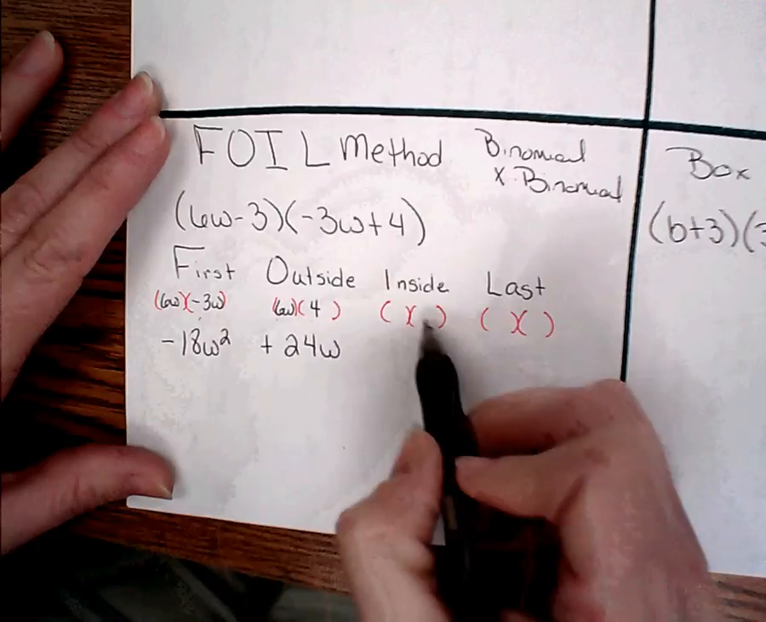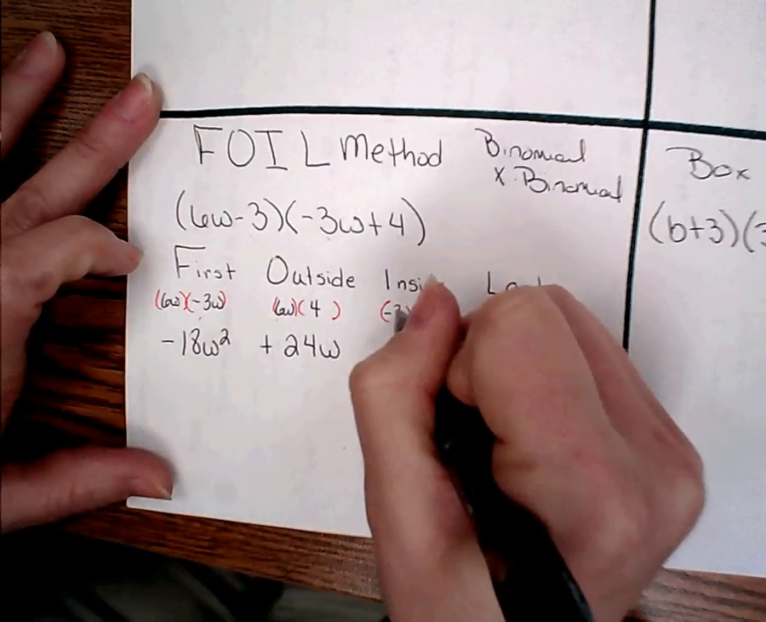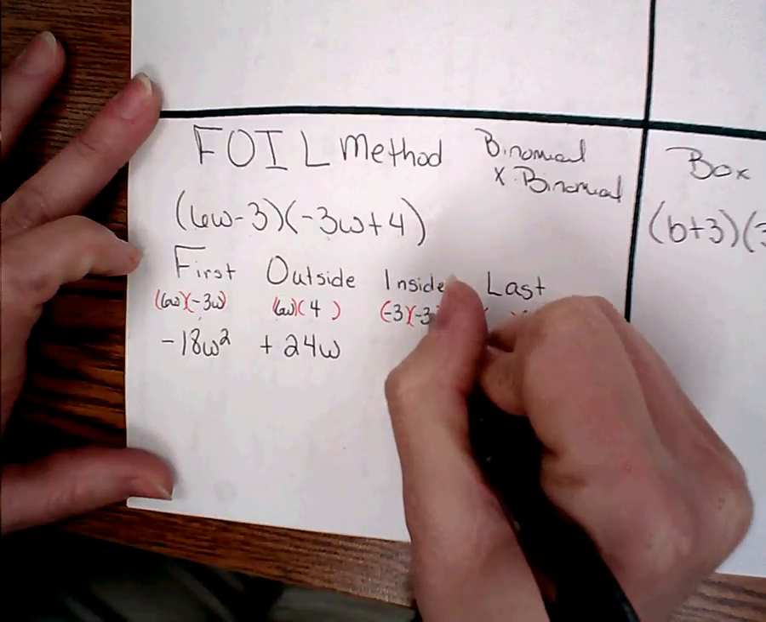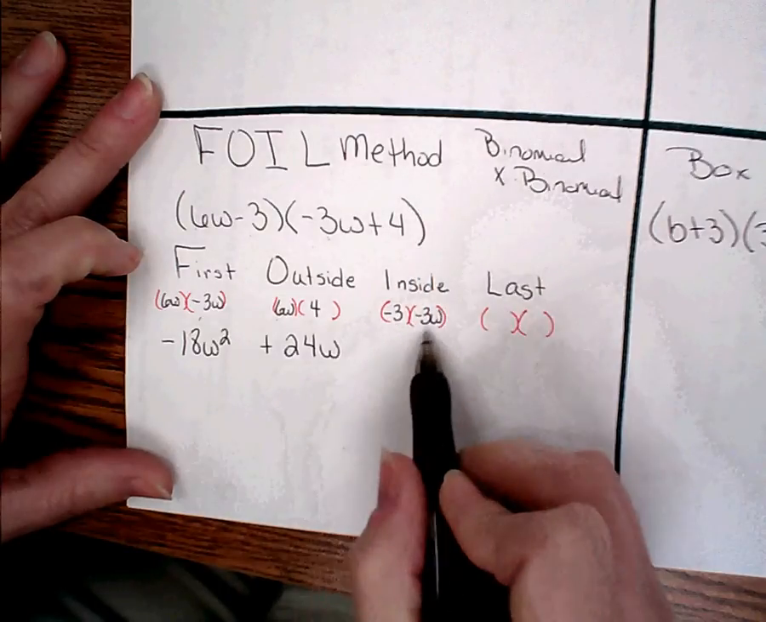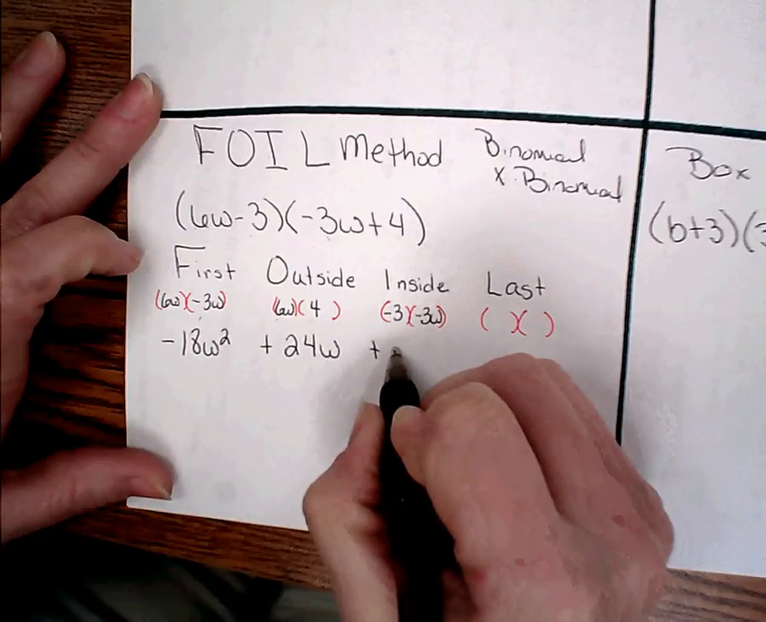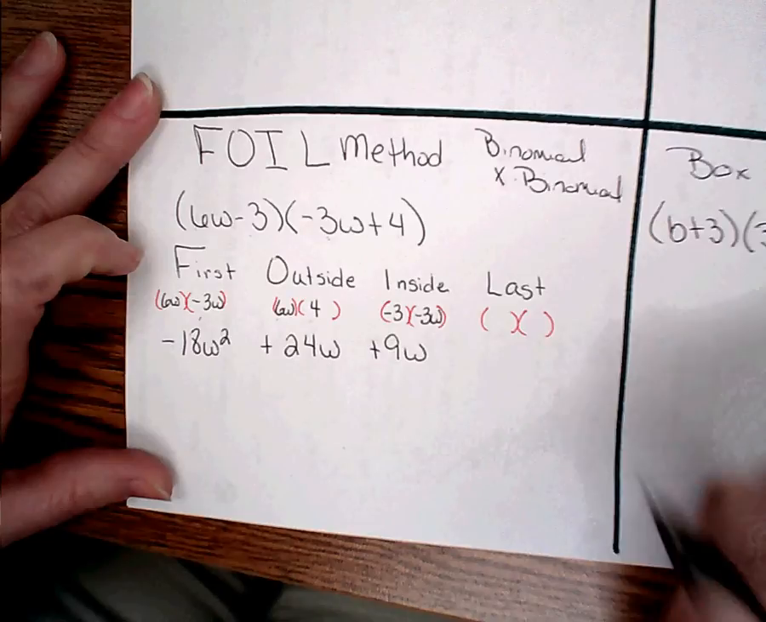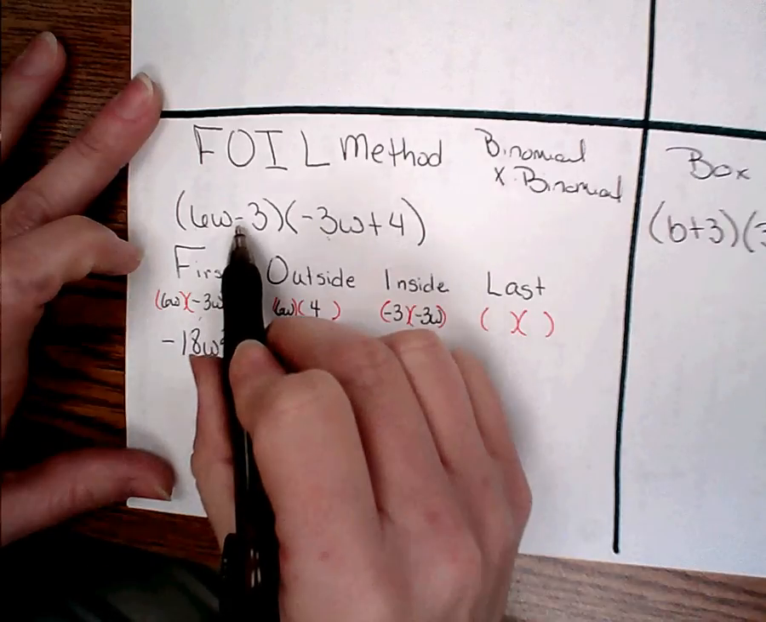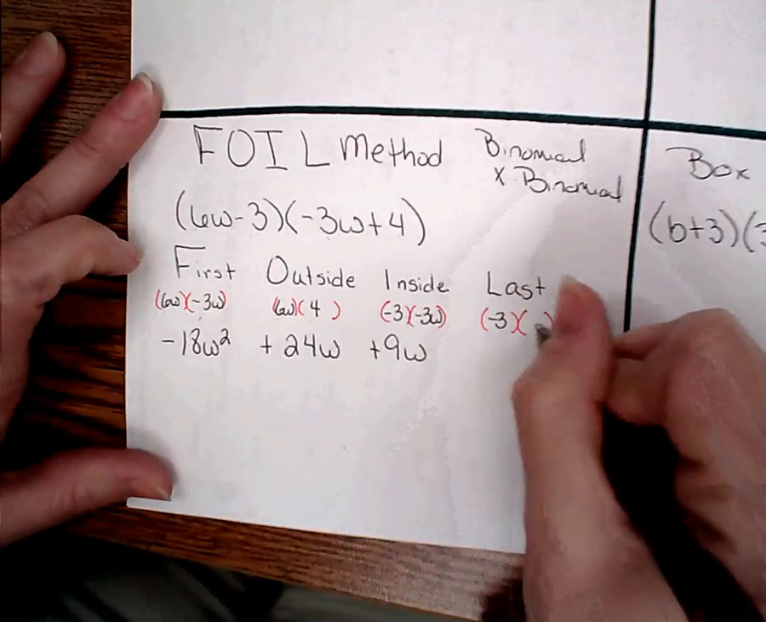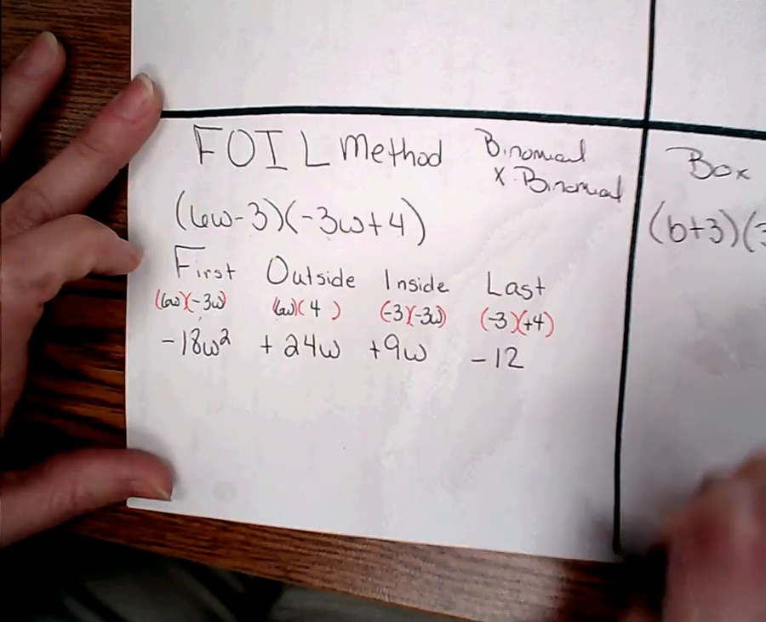Next, you have your inside terms. These two are your inside, so negative 3 and negative 3w. Again, make sure you're multiplying. A negative times a negative gives us a positive. 3 times 3 is 9w. My last terms are negative 3 and positive 4. When we multiply, we get negative 12.